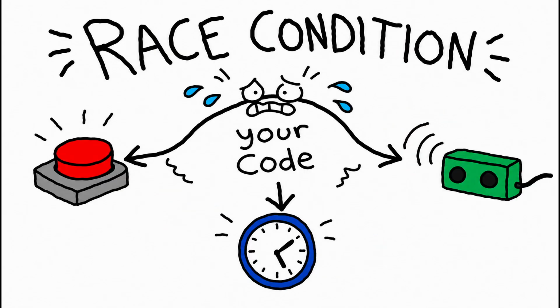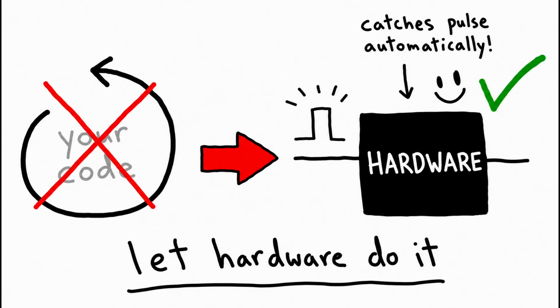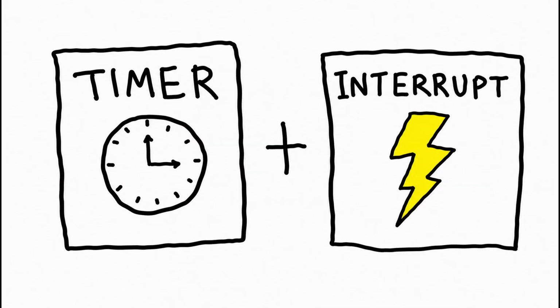That kind of bug has a name. It's called a race condition. And it almost always comes down to the same root cause. The code is trying to watch everything by itself, one line at a time. The fix is to stop making your code watch and let the hardware do it instead. That's exactly what timers and interrupts are for.